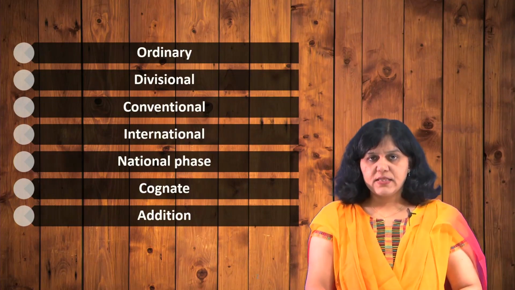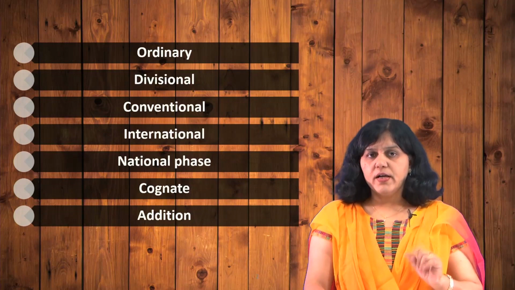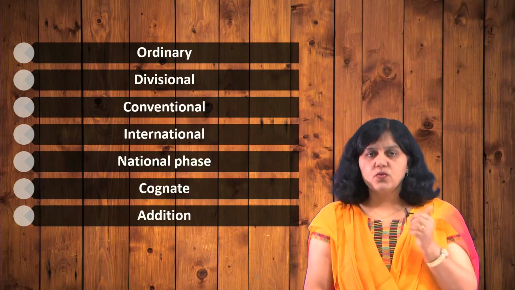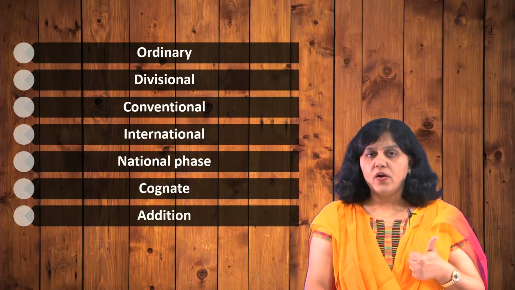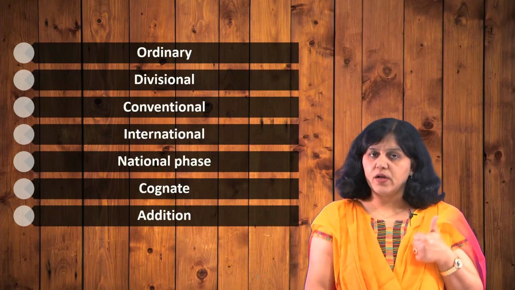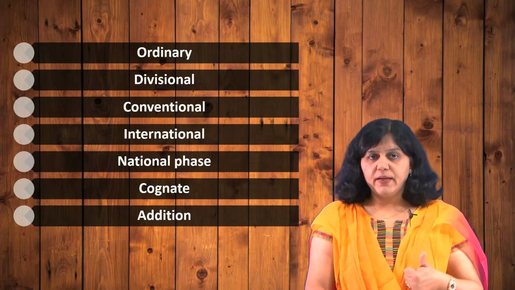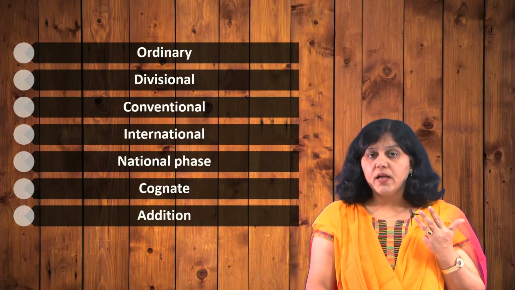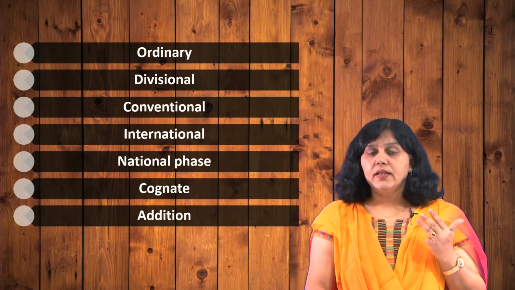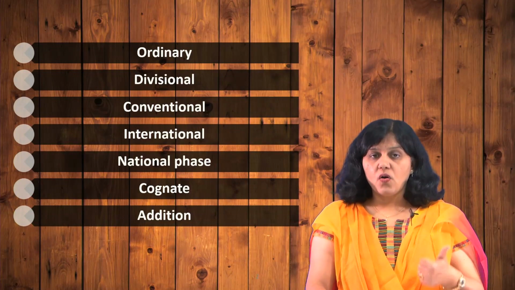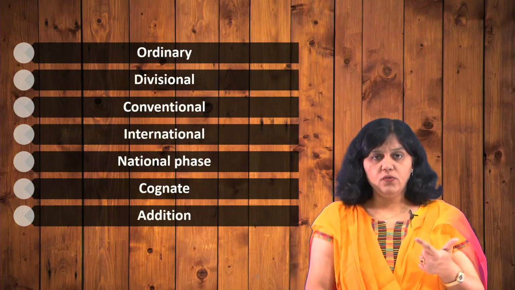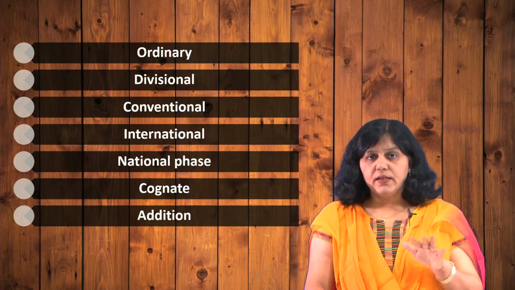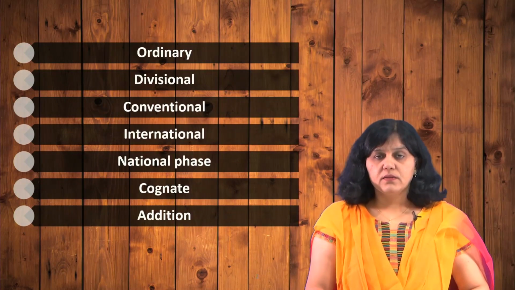So, to summarize, we have already seen the types as product patent and process patent, and within these two broad categories we can have ordinary patent, which may be provisional or complete, divisional patent, then conventional patent, then international patent, then national phase patent, cognate patent, and the patent of addition. So, these are the types of patent.